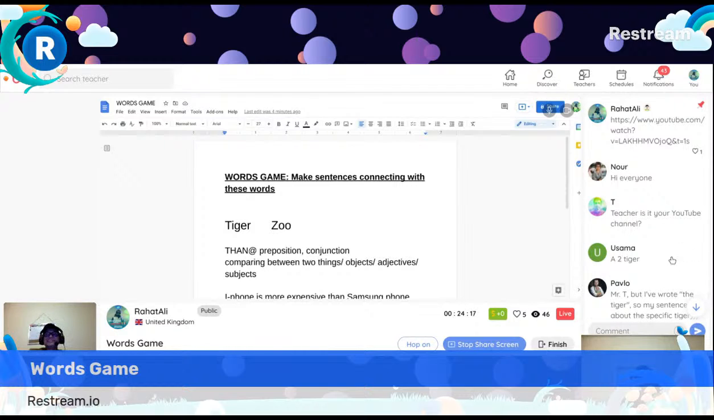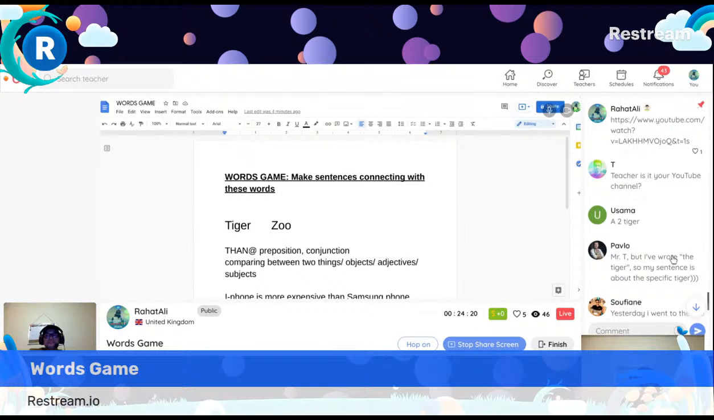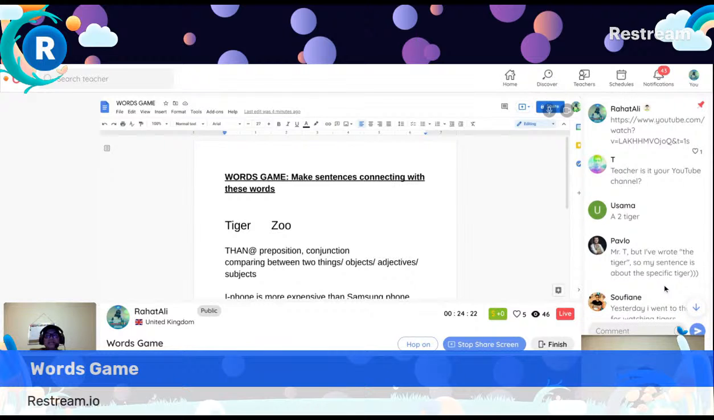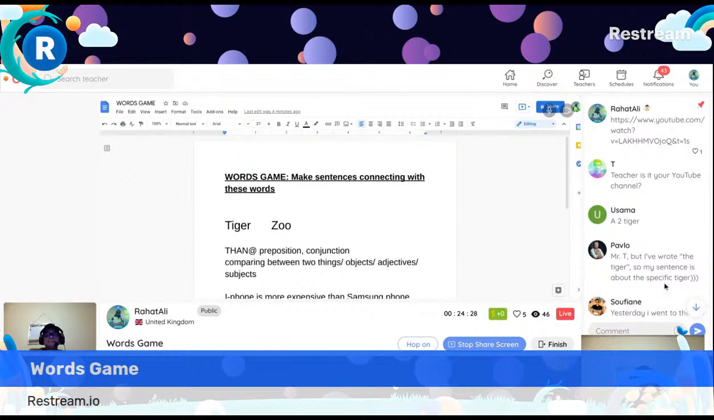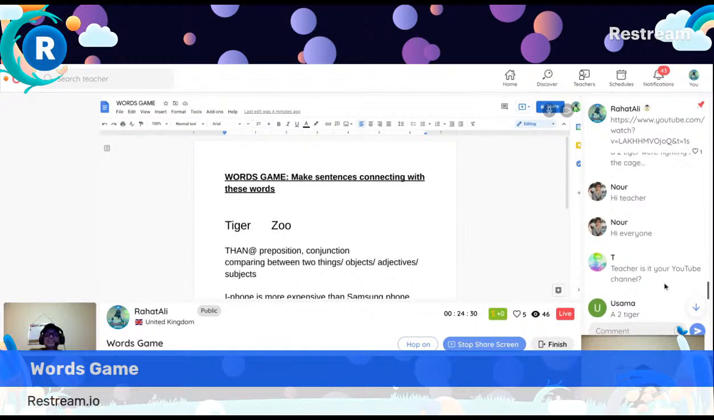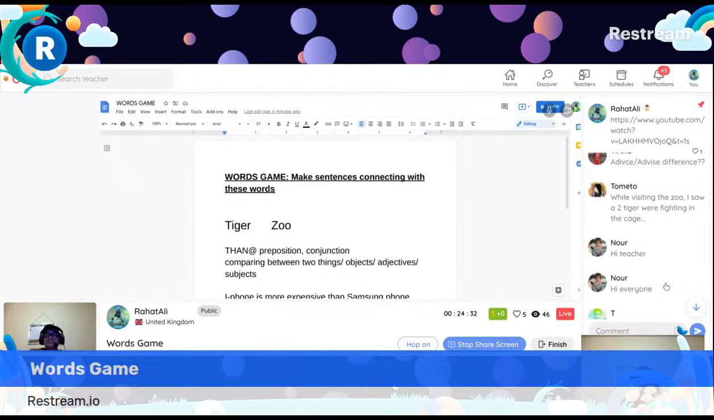"A two tiger" is incorrect, Osama. Mr. T, but I have, Pablo, it should be, I have written the tiger. I think Pablo, Usama is referring to Tomato's comment.